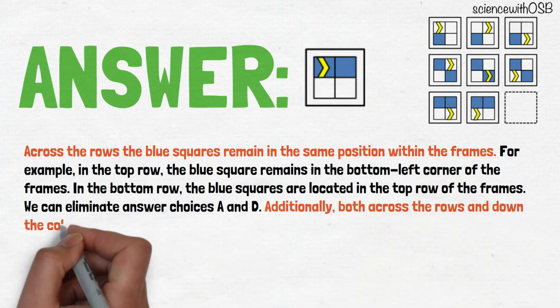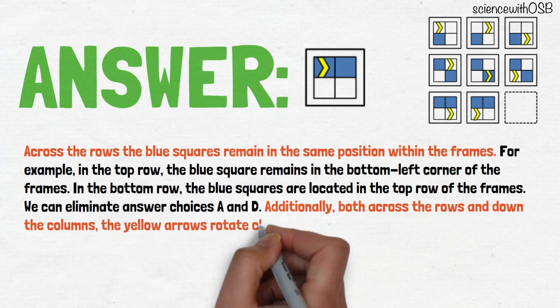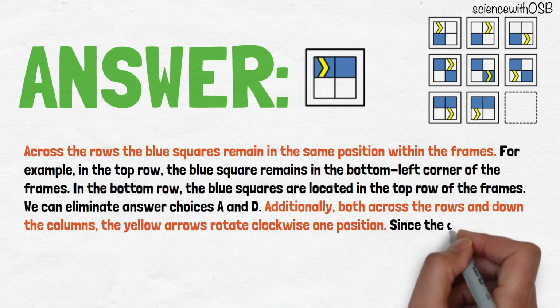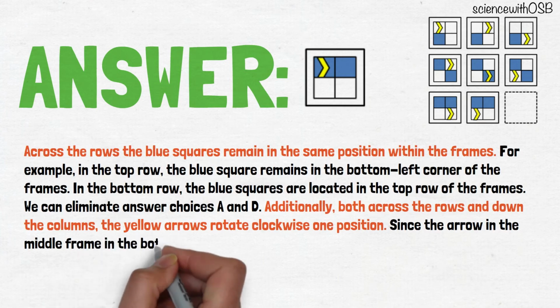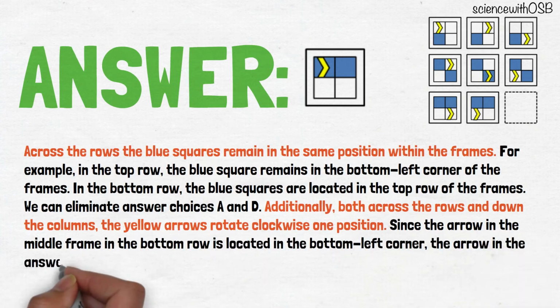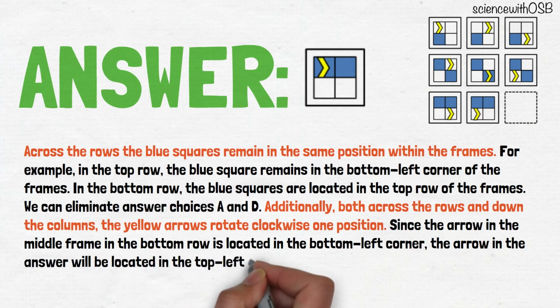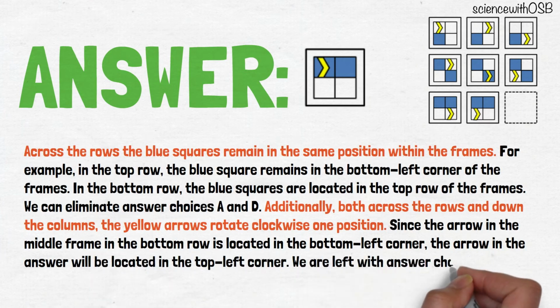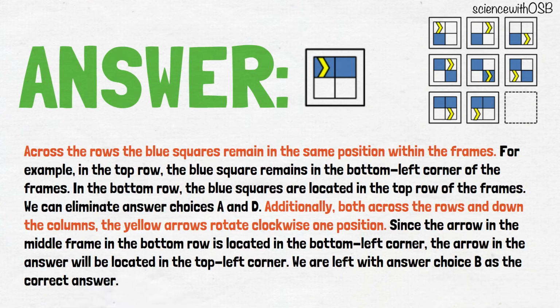Additionally, both across the rows and down the columns, the yellow arrows rotate clockwise in one position. Since the arrow in the middle frame in the bottom row is located in the bottom left corner, the arrow in the answer will be located in the top left corner. We are left with answer choice B as the correct answer.